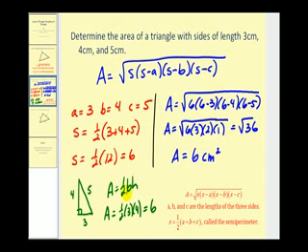Now remember, to use this formula here, we do have to find the height of the triangle. And we lucked out here because it was a right triangle. But what's special about Heron's formula is we don't have to have the height, and it doesn't have to be a right triangle. We just have to know the length of the three sides. Let's go and take a look at one more example.